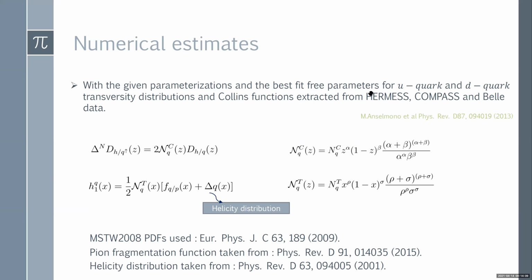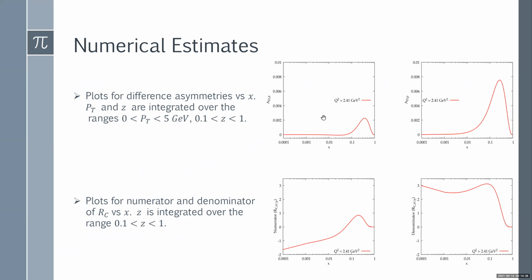So these free parameters have been extracted for the up quarks and the down quarks from the HERMES, COMPASS and Belle data in this reference over here. So we use the MSTW PDFs, and the pion fragmentation functions are taken from this reference, and the helicity distribution is taken from this reference. Using those parameterizations, we plotted the difference asymmetries for the deuteron target in this plot and for the proton target in this plot, with respect to x.